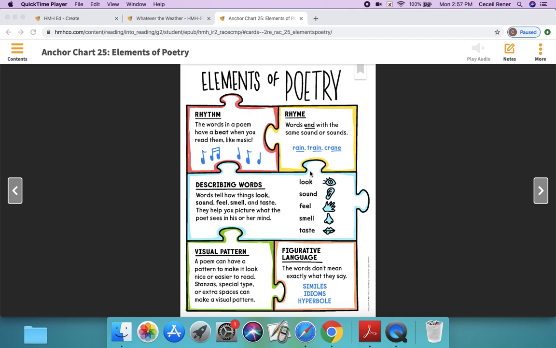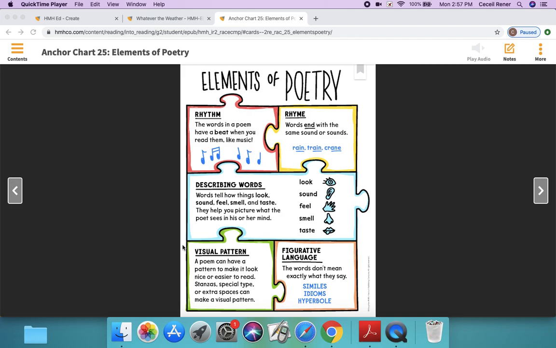Now, poets create a pattern when they repeat words, sounds, or beats. And instead of using paragraphs, poets arrange lines of text in groups called stanzas. Poets may also use special type or font or extra spaces between words to create a pattern. And boys and girls, a visual pattern. This is what this is called right here, visual pattern.